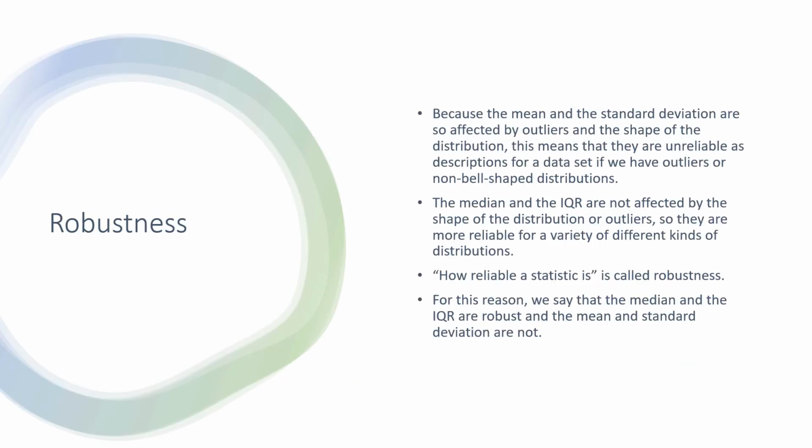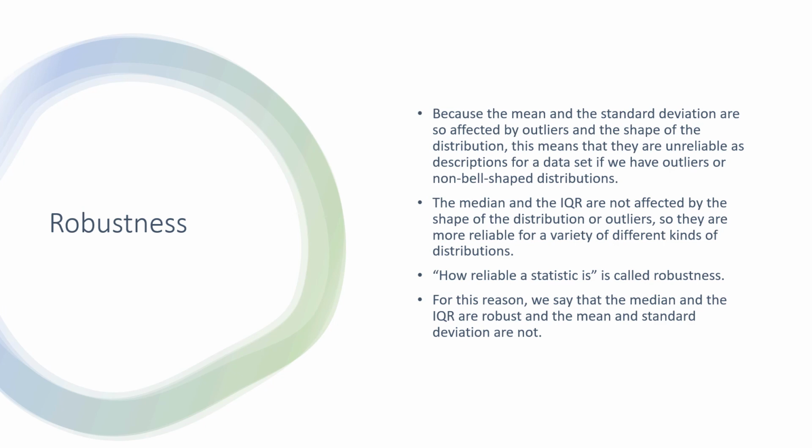So that leads us to the idea of robustness, okay? Robustness has to do with the reliability of a particular descriptive statistic. Because the mean and the standard deviation are so affected by outliers and the shape of the distribution, they are unreliable as descriptions for a data set if we have outliers or non-bell-shaped distributions. Anytime you have a skewed distribution, skewed left or skewed right, for whatever reason, the mean and the standard deviation end up becoming problematic. The median and the IQR are not affected by the shape of the distribution or outliers, so they are more reliable for a variety of different kinds of distributions. So we end up having those be the more reliable ones.